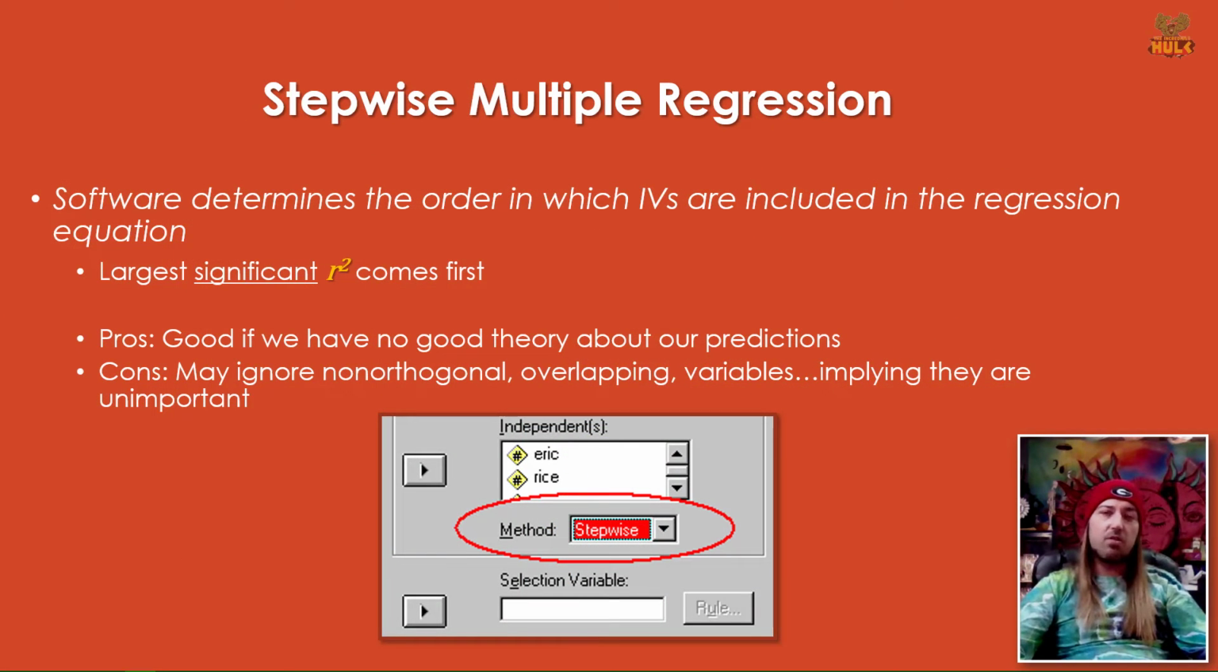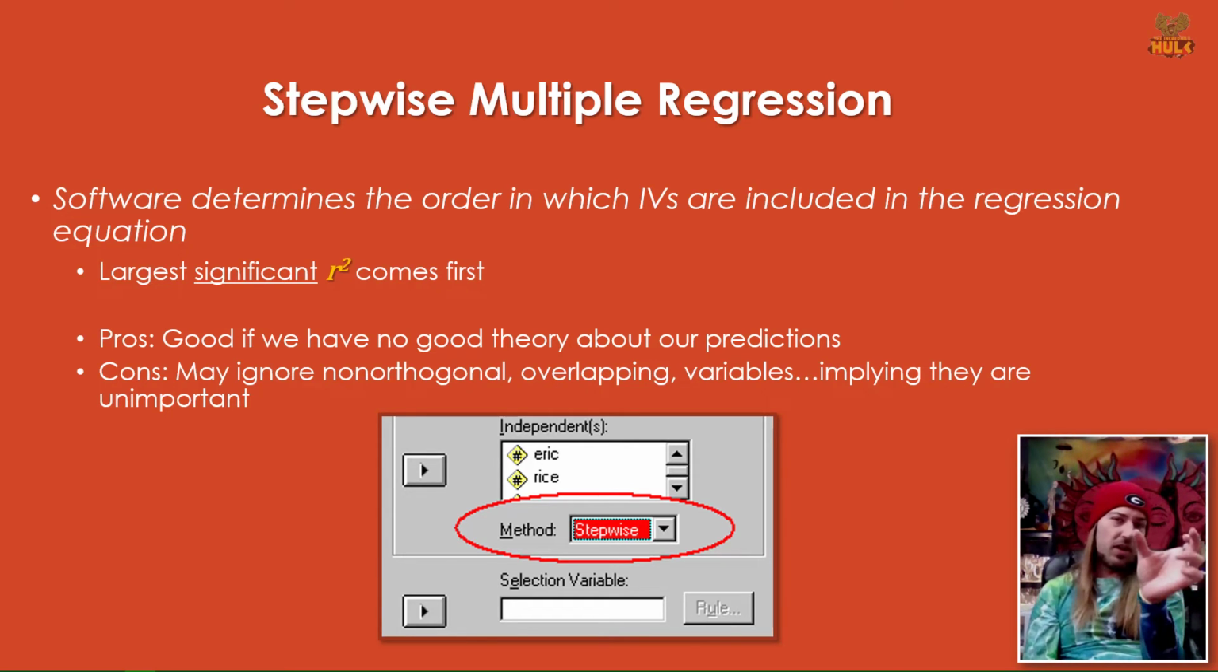Well, in that case, it's what's called stepwise multiple regression. Stepwise multiple regression will simply look at all the various R-squared values for all of your different correlations between your 2, 3, 4, 5, 6, 7, 8 variables that you've added in, and it will order them based on the largest significant R-squared, right? So significant, we haven't really talked about a lot of statistical significance yet, but we'll just hang that for later.